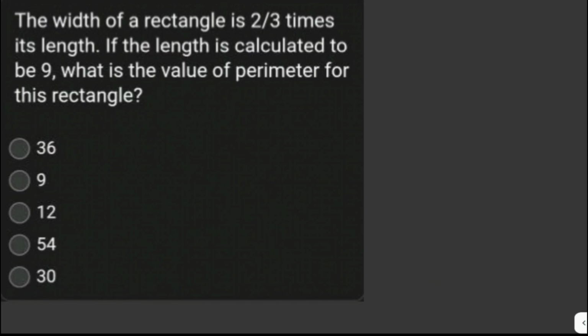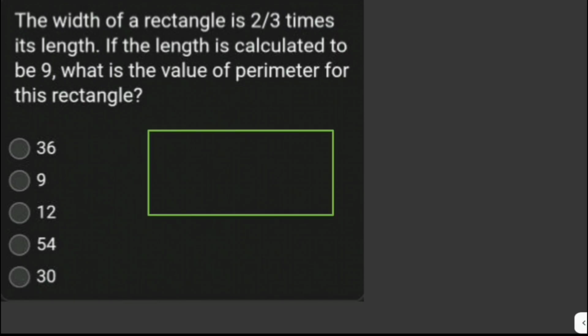The width of a rectangle is 2/3 times its length. If the length is calculated to be 9, what is the value of the perimeter for this rectangle? If this is a rectangle here, so this is our length and this is our width, as well as this one. Okay. Now to solve for the perimeter of the rectangle, we can just add up all the sides.